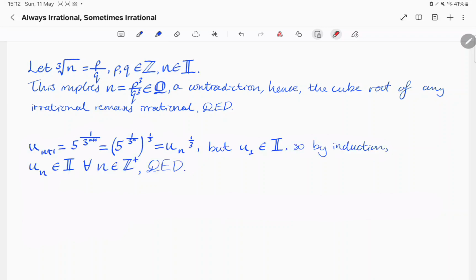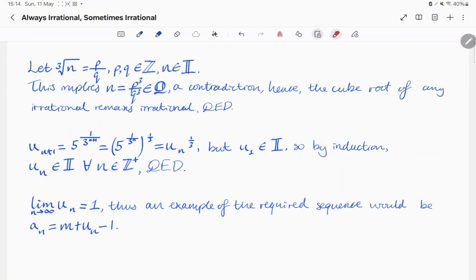We'll now move on to the second statement of the original question. Here we have the number u_(n+1), and this is equal to 5 to the power of (1/3)^(n+1). This is equal to the cube root of 5 to the power of (1/3)^n, and this is therefore equal to u_n to the 1/3. But since u_1 is irrational, by induction we have that u_n is irrational for all n a positive integer, as required.